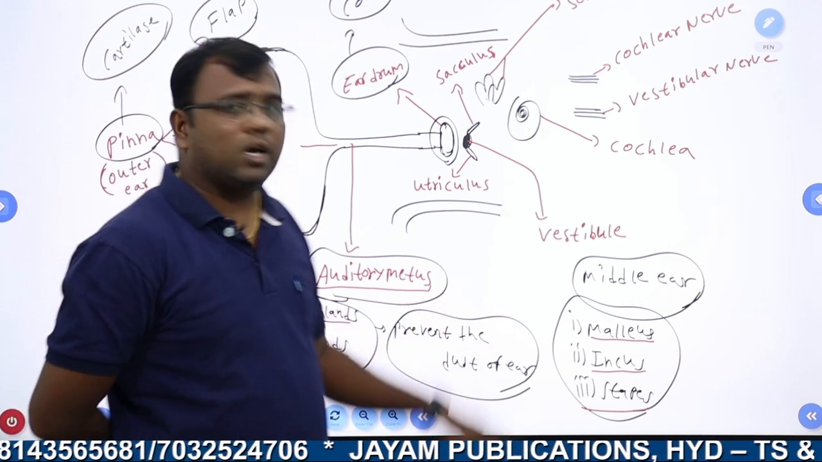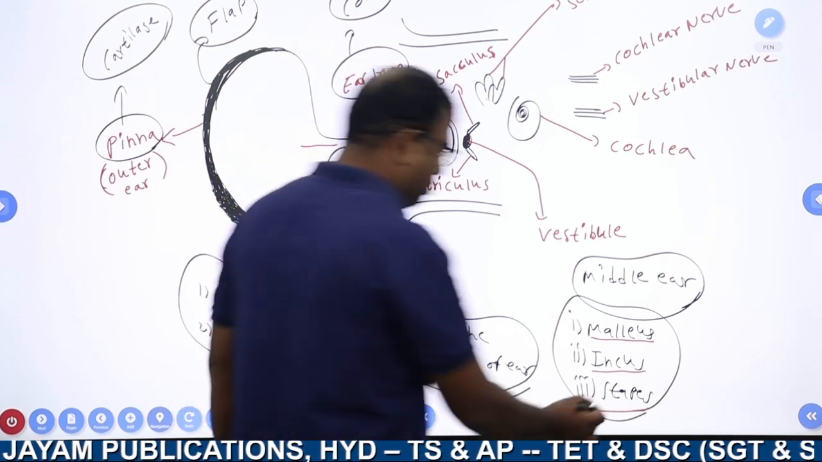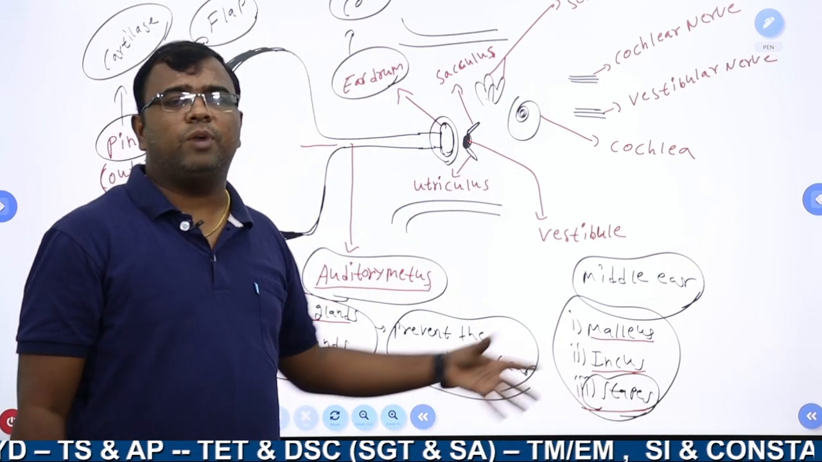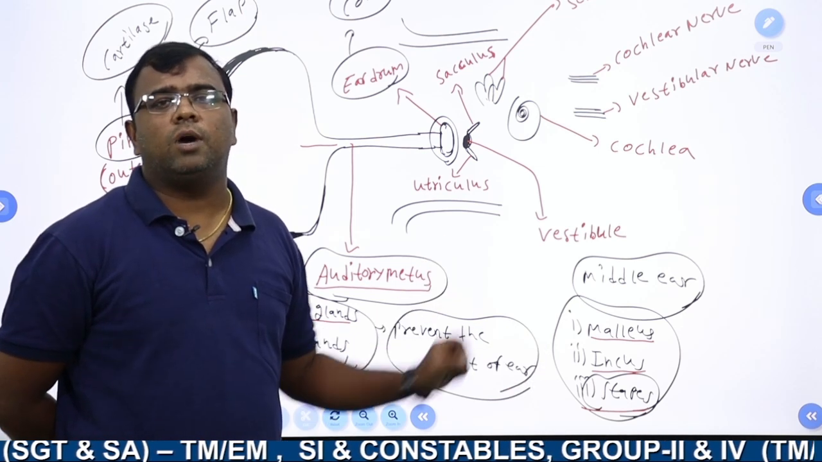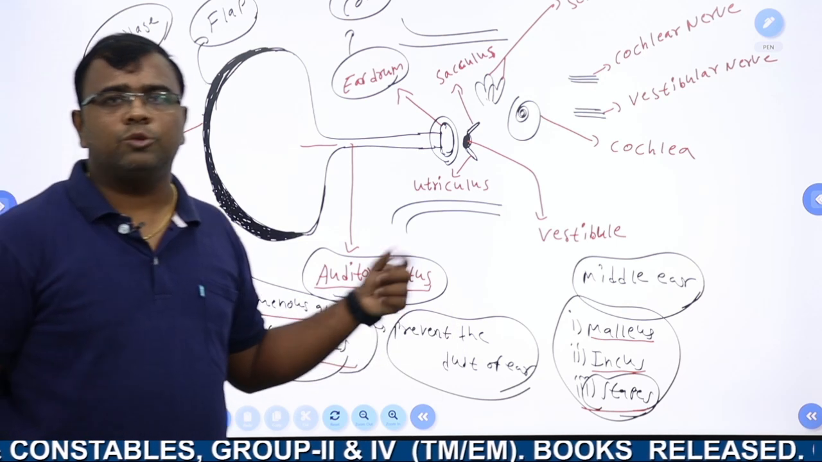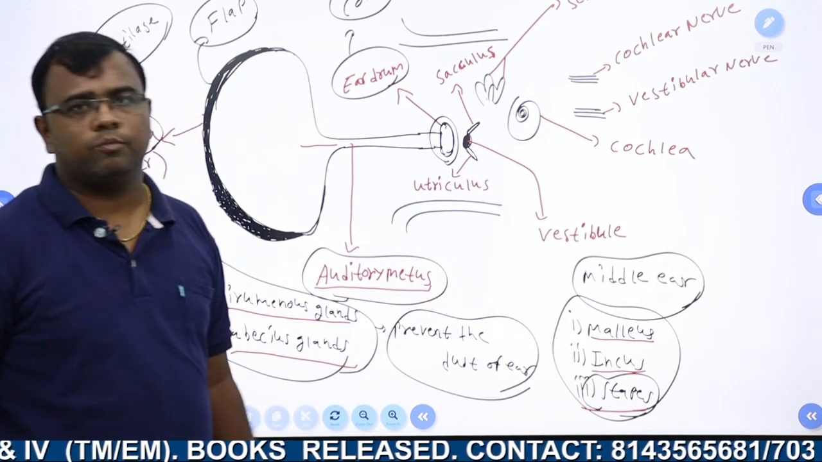Among these three bones, one bone is very important. That bone is the stapes. What is the importance of stapes? It is the smallest bone in the human body. It is present in the ear. In which ear? Outer ear, middle ear, or inner ear? That is the middle ear.